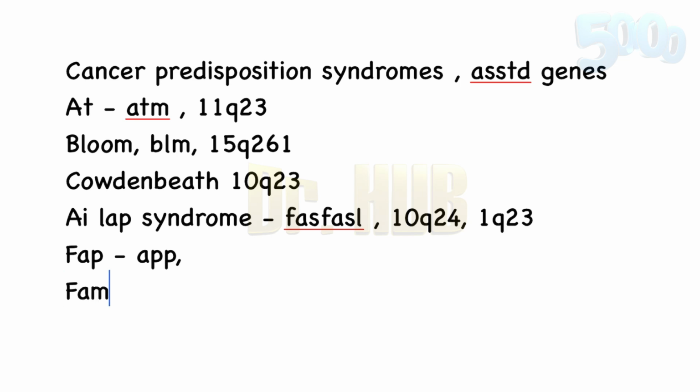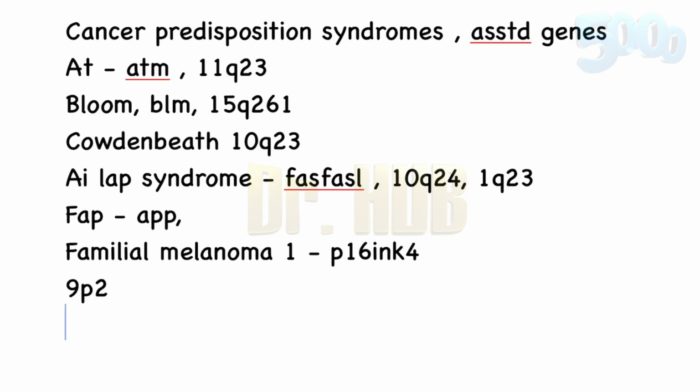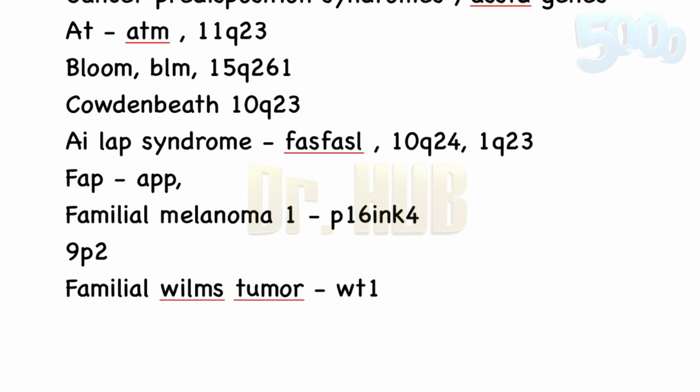Then we look at familial melanoma. Familial melanoma is the gene P16, also known as P16 INK4, and what is the chromosome? The chromosome will be 9p21. Then comes familial Wilms tumor. Familial Wilms tumor will be WT1, and the chromosome here will be 11p13.